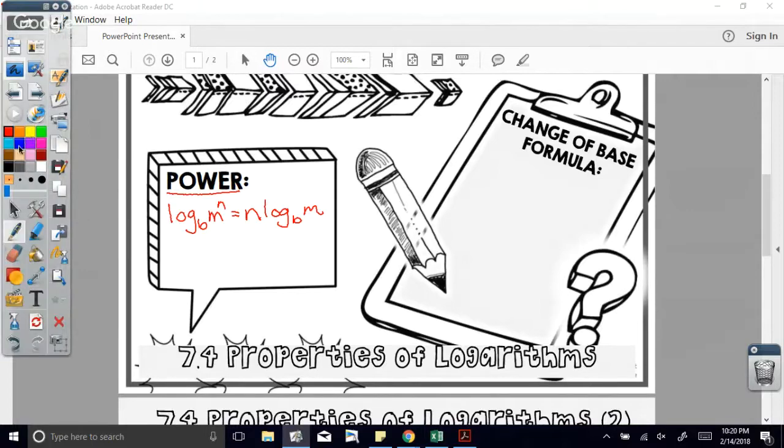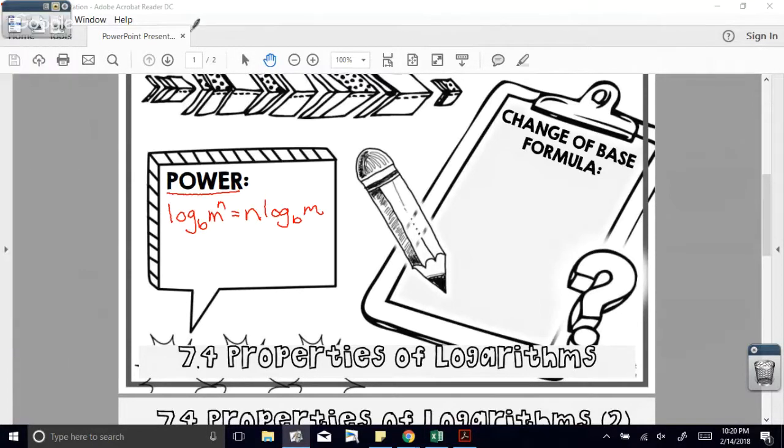Okay, the last thing that we're going to put on this page before we go and work a few problems is something called the change of base formula. The change of base formula says that if we have some log base b of m, you can change the base to whatever you want. You can make it log base c of m, which is the big number, divided by log base c of b.